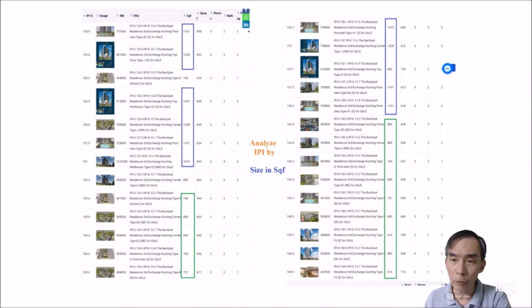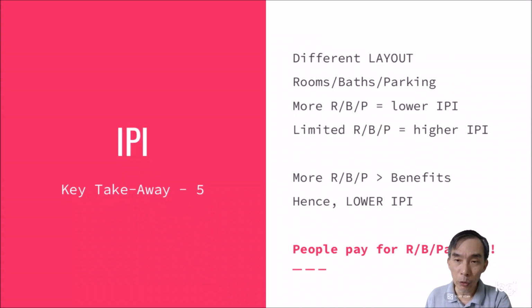So if a unit is of the same smaller size, let's say studio units, and you are able to put in more rooms, then the more rooms become a benefit for a smaller family, or in other words it can be used like a normal house. So this is also an interpretation of IPI. With different layouts, you have different numbers of rooms, bathrooms and parking, and if you have more rooms, more bathrooms or more parking, then you have more benefit and therefore a lower IPI.